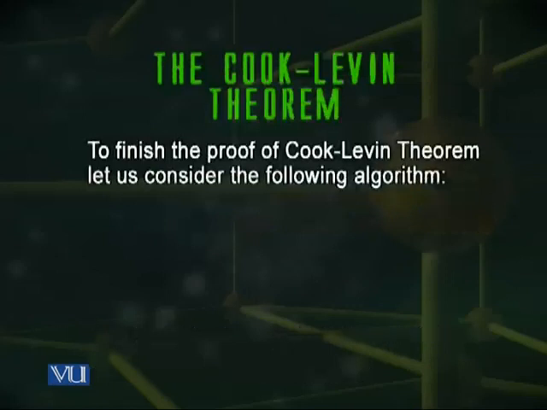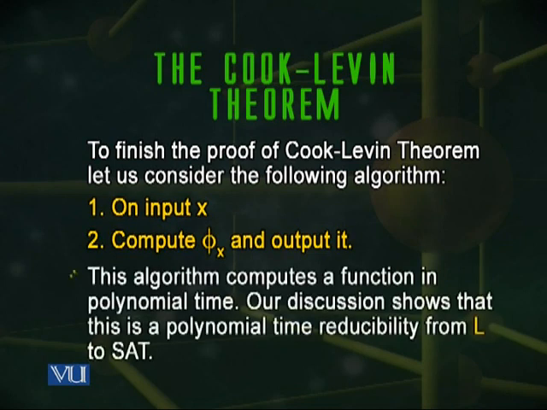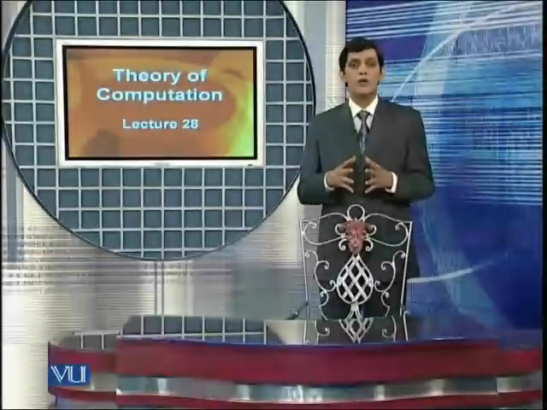So what have we finally done? All we have to do is to finish the proof of the Cook-Levin theorem. We will simply consider the following algorithm. It takes an input x, computes phi sub x, and outputs it. This algorithm computes a function in polynomial time. Our discussion shows that this is a polynomial time reducibility from the language L to satisfiability. Thus, L is polynomial time reducible to SAT, and this completes the proof of the Cook-Levin theorem. So, what we have done is now formally completed the proof of the Cook-Levin theorem.